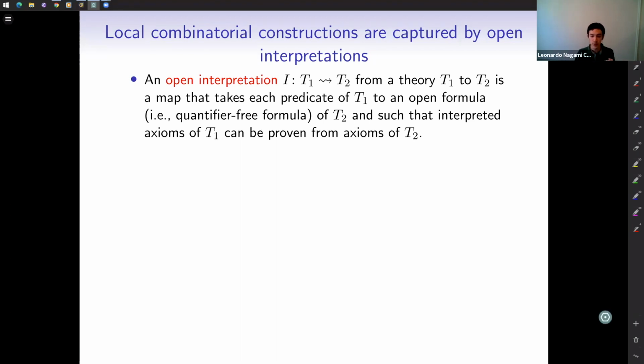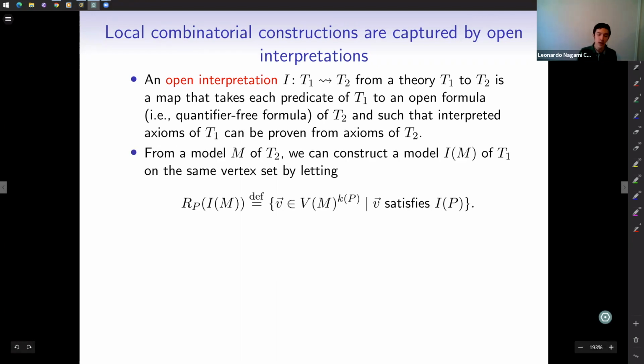But the local combinatorial construction goes in the other direction. So here's what this is encoding. If I give you a model of T2, and I give you such an open interpretation, there's a way of constructing a model of T1 as follows. The vertex set is going to be the same.